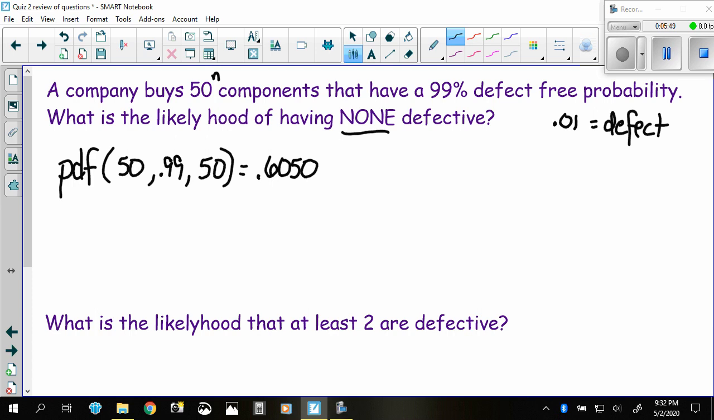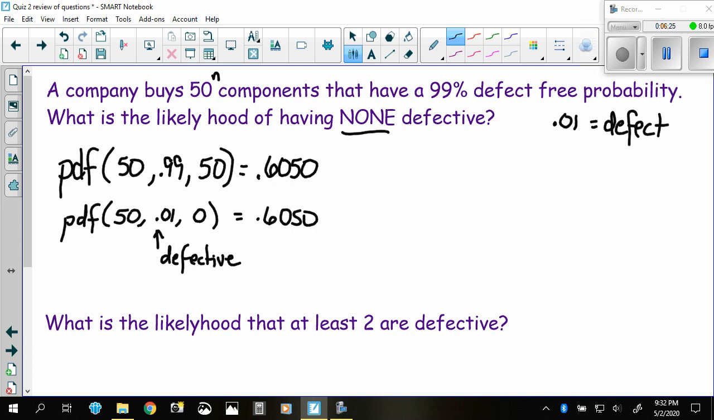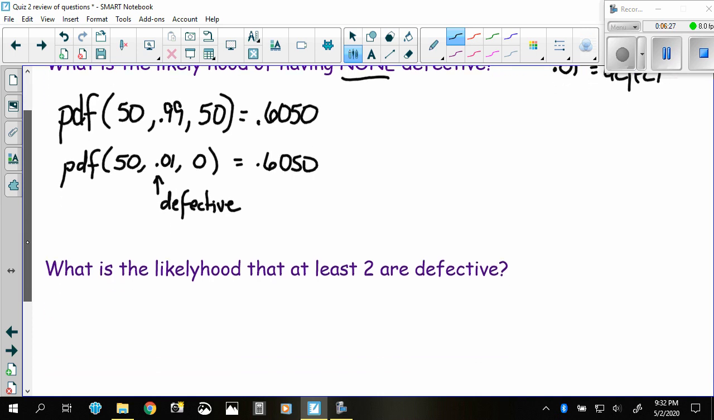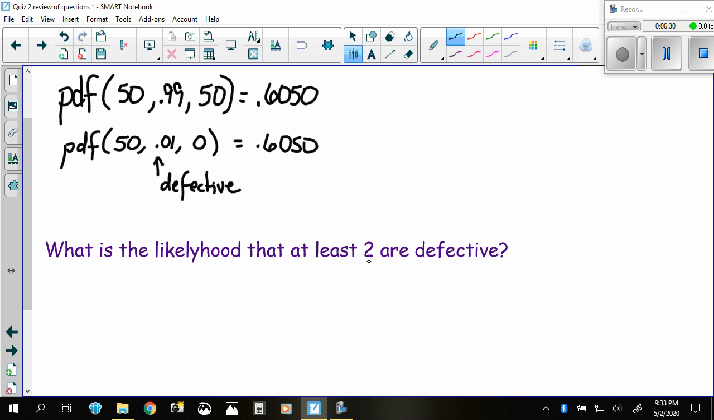Okay, now the other way you can look at this is that it says none defective. So if it's 0.01 with a defect, we can use the same 50, our probability being 0.01 for defective, and 0 being our defect number. 0 of them are defective. So this is the same type of problem, but we're using the idea that 0 of them are defective. And that's going to give us the same answer, 0.6050.